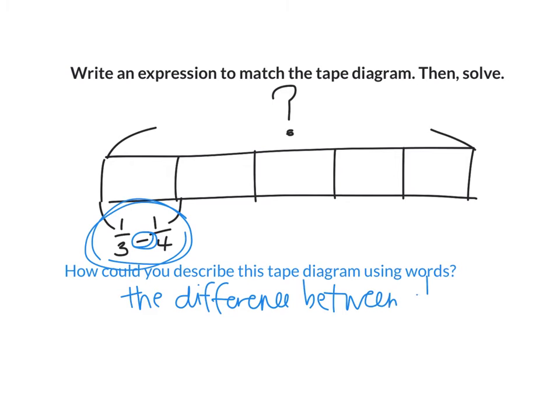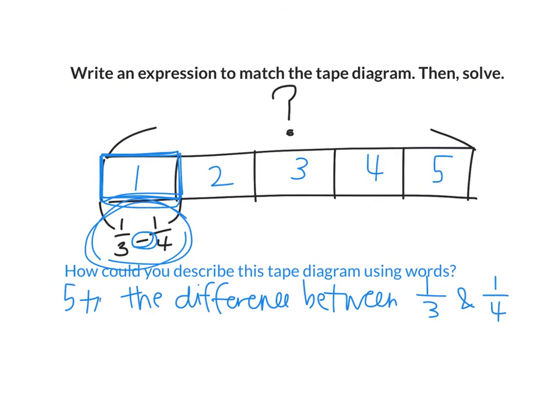Good. And you learned this skill way back in modules 1 and 2 when we had to take math expressions and write them in words, right? Do you guys remember doing this? Okay, so if this section of the tape diagram is the difference between 1/3 and 1/4, is that the entire thing we're trying to find? How many copies of the difference of 1/3 and 1/4 do we need to make? 1, 2, 3, 4, 5. So this in words would be 5 times the difference between 1/3 and 1/4. Do you agree? That's in word form.